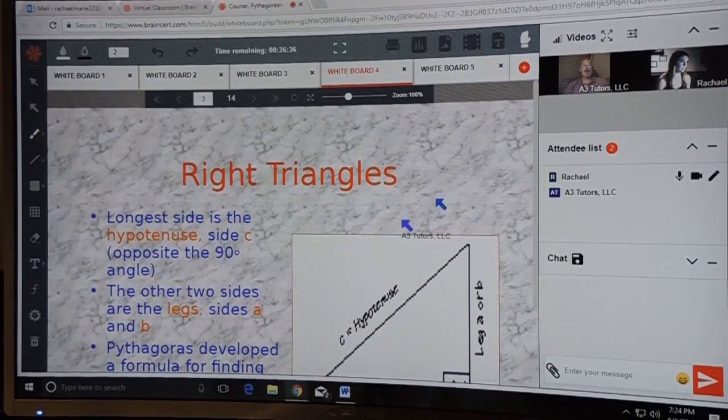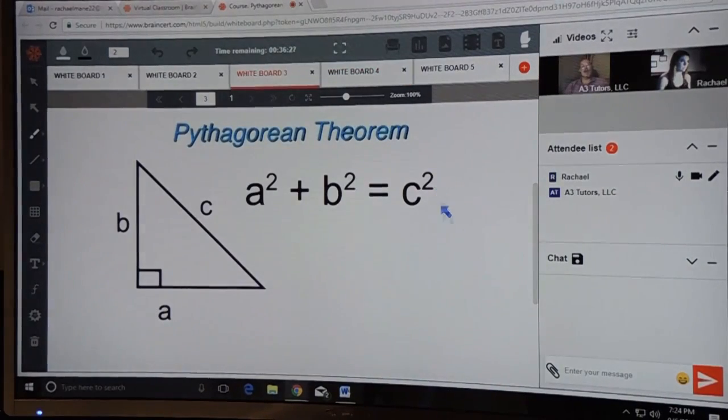Okay, just a little bit of terminology. In order to be able to use the Pythagorean Theorem, it needs to be a right triangle. Okay.